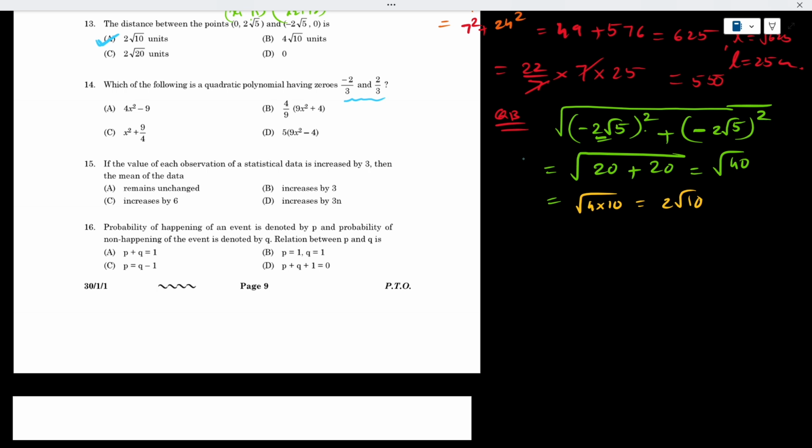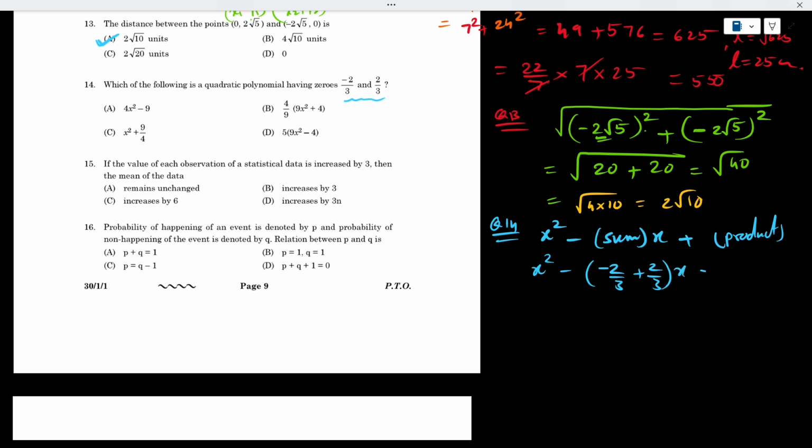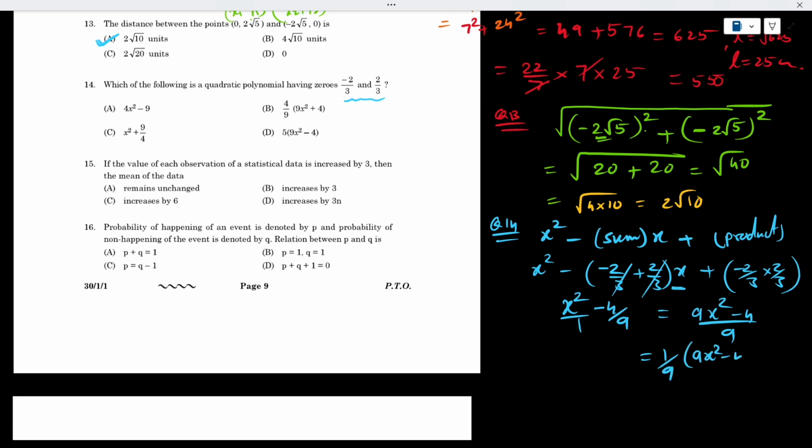If you remember the rule, we always take x square minus the sum of zeros times x, plus the product of zeros, right? And zeros are given here. So I can take x square minus (2 by 3 plus 2 by 3) times x plus the product of these two zeros. Now this becomes 0, so your x term will become 0, because 0 times x is 0. So your answer is x square minus 4 by 9. Now you can take the LCM as 9, so it will be 9x square minus 4 by 9. So 1 by 9 is common, it is 9x square minus 4 coefficient.